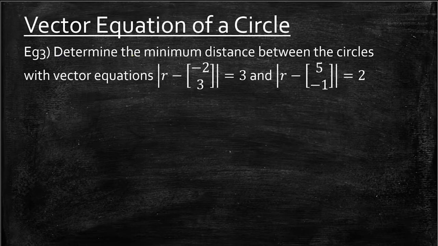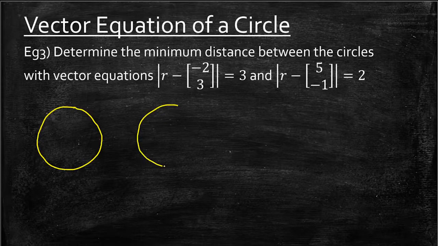We want to determine the minimum distance between the circles with vector equations this and this. Now for a lot of these questions, I like to just draw a quick picture of what's happening there. So I'm just going to draw 2 circles like this, and I'm not saying that they're the same size or anything like that. If we want to determine the minimum distance between the circles, we want to travel in a straight line towards the other circle. So what we need to find is that distance over there.